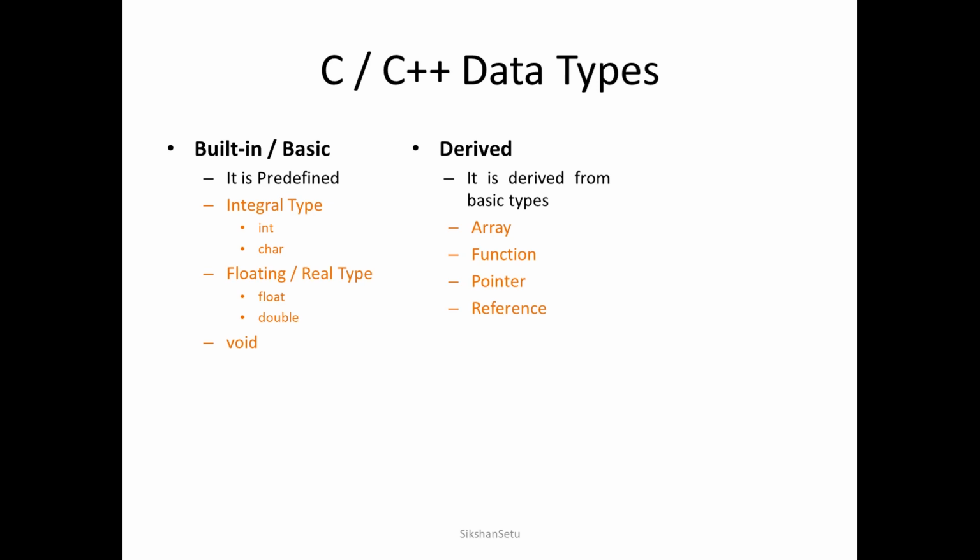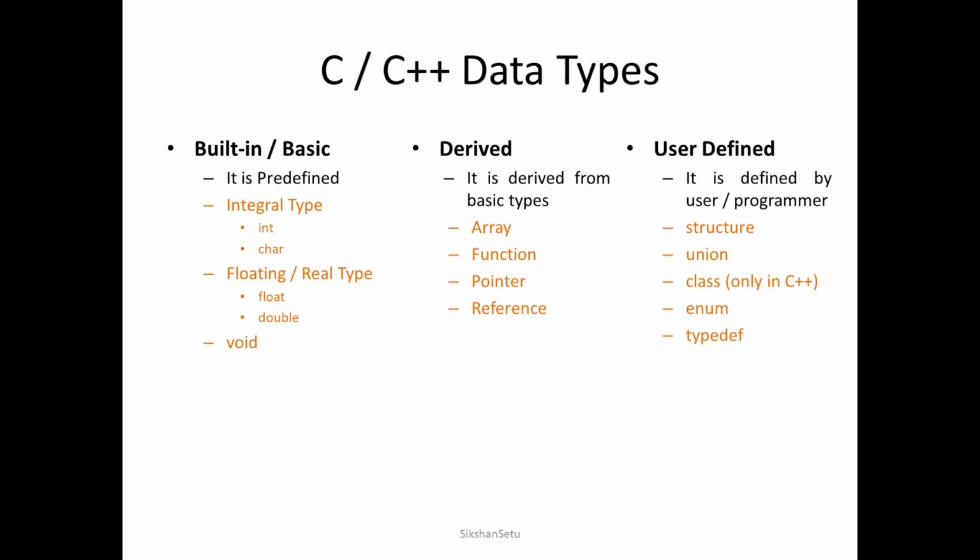Second category is derived data types. Derived data types are all those data types which are derived from the basic data types, like array, function, pointer, reference. All these are considered derived data types, which can be derived from the basic or fundamental types like integer, float and double. Next is user defined. These are the types which are defined by the user, meaning we are users, we are programmers, so we can define our own data type, which is known as user defined type, meaning structure, union, class, enum and typedef.